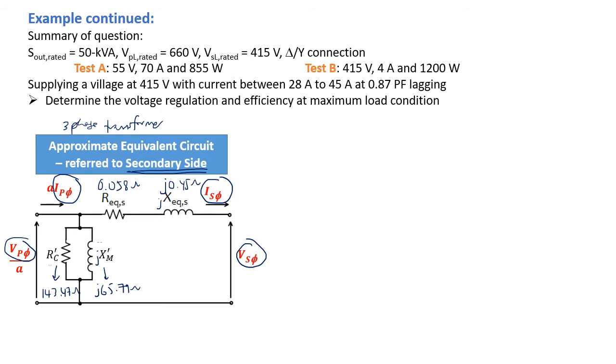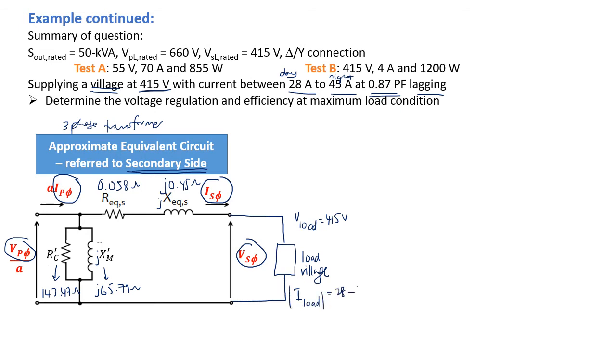Now the transformer is supplying a village at 415 volts, and the current drawn from the transformer is 28 amps during the day and 45 amps during the night time, with a power factor of 0.87 lagging. So if you were to connect the load to the transformer, the load is at the secondary side and the load is the village. The voltage at the load is 415 volts, and the magnitude of the current drawn by the load is between 28 to 45 amperes, and the power factor of the load is 0.87 lagging.